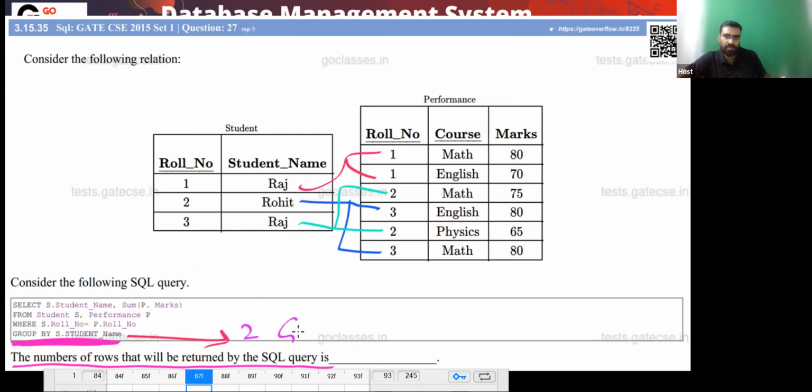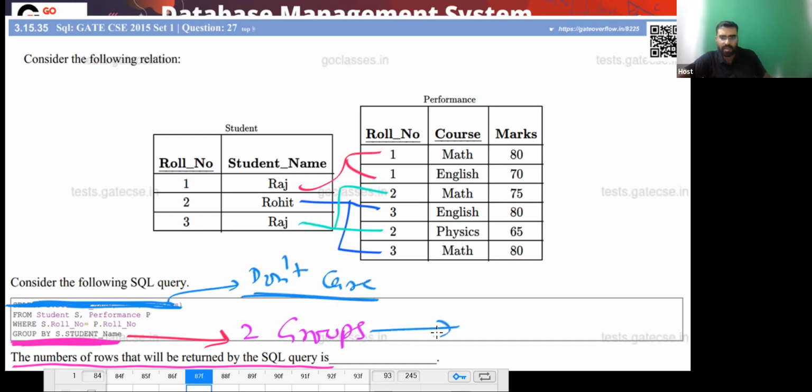Here you can stop. You don't have to care about the select statement. Is this clear? The select statement we don't care about. Two groups means two tuples in the output. In the output, there will be two tuples. That's it, because you have two groups.